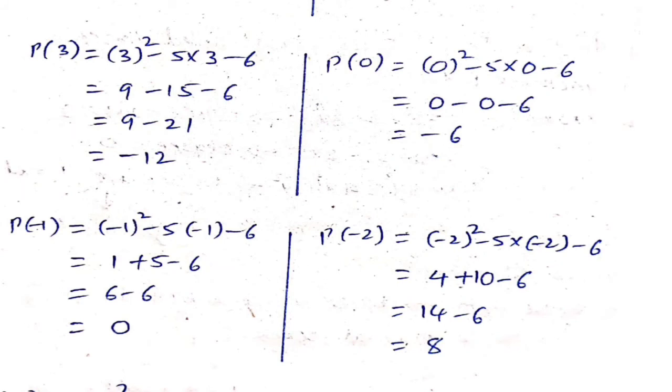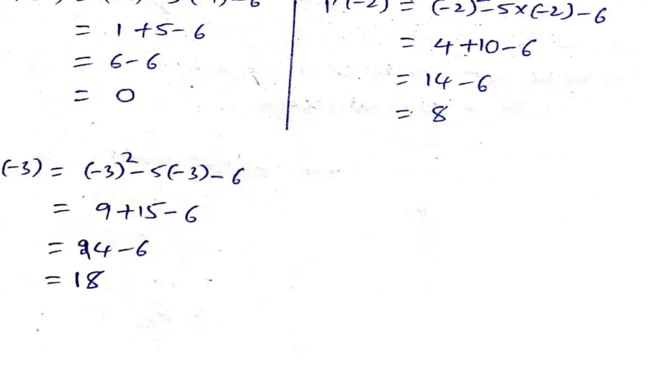Similarly, p of 3 equals minus 12. I substituted x equals 3 and simplified to get minus 12. And p of 0, the answer is minus 6. I just substituted 0 in place of x. See here, 0 squared is 0, 5 into 0 is 0, minus 6. So the answer is minus 6. Next, p of minus 1 is 0, p of minus 2 is 8, p of minus 3 is 18.